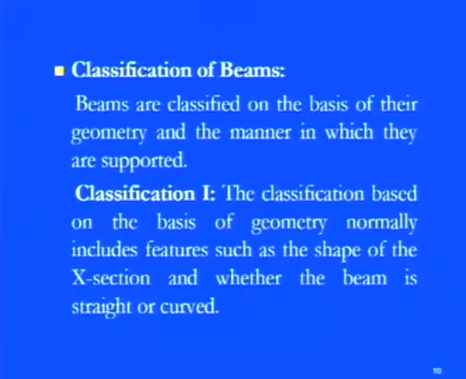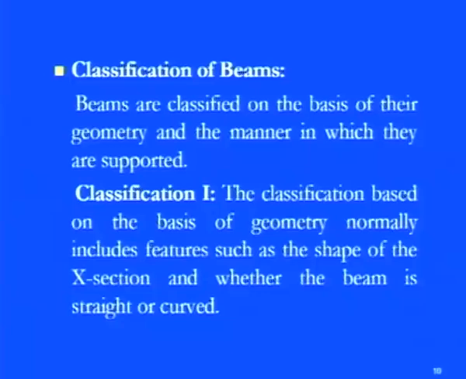So there are two main issues: one, what is the geometry of the beam, and second, what is the manner of load application, or how they are supported, whether they are supported at both ends, or whether one end is supported, or whether it is supported on a roller end, or rigid support is there at both ends. So there are a variety of these kinds of supports available, and based on that we can simply classify those beams.